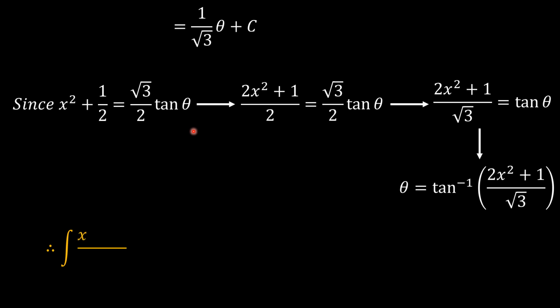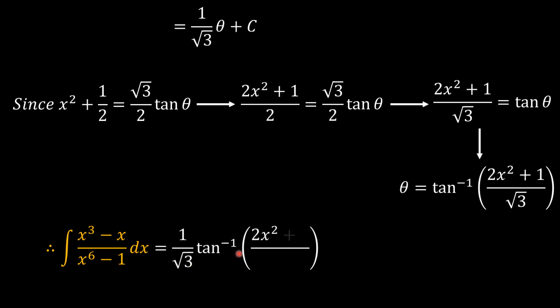we can plug that back, and that allows us to now see that the integral of x cubed minus x over x to the power 6 minus 1 is equal to 1 over root 3 arctangent of 2x squared plus 1 over root 3 in place of the theta we had, plus the integration constant, and that was the answer that was being sought for.